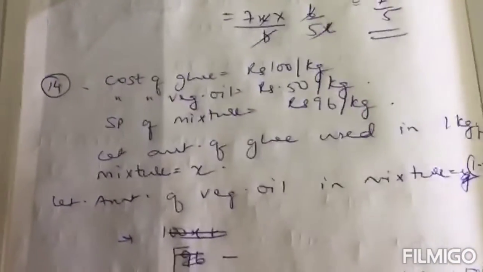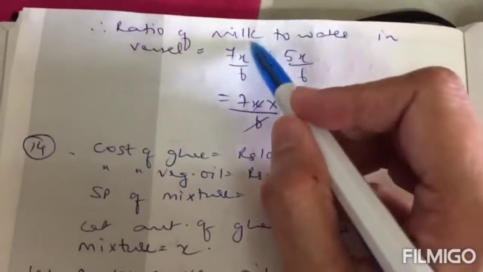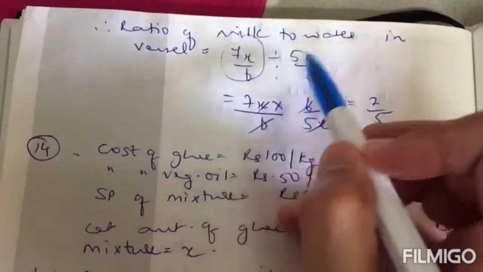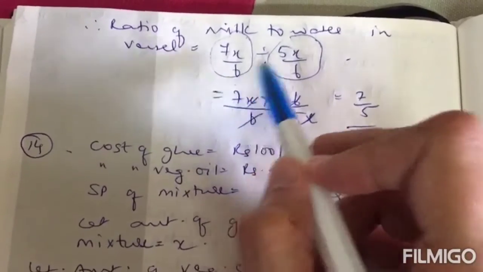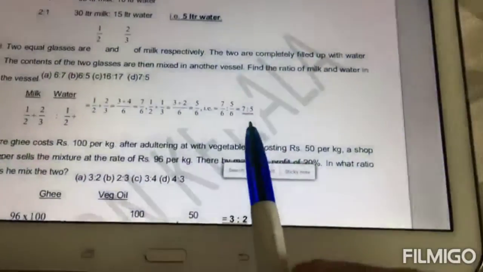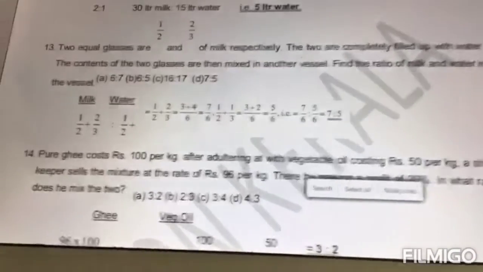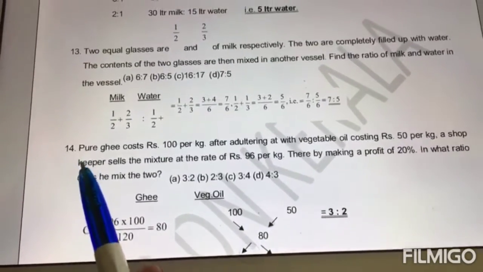Therefore, the ratio of milk to water in the vessel is quantity of milk in the vessel divided by quantity of water in the vessel, which is 7x by 6 divided by 5x by 6. When you cross multiply, you will get 7 by 5, and that is the correct answer. Number 7, it's wrong, it's not 14, it's 7.